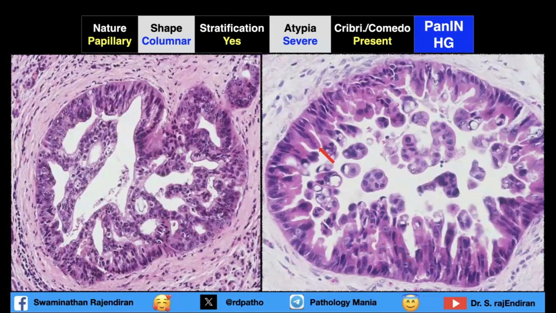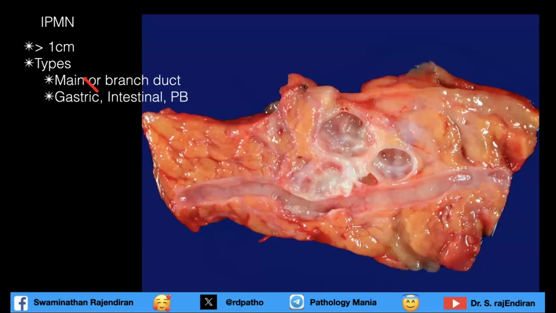So this is high grade. IPMN, as I told before, is more than 1 centimeter. Anatomically, it can be from the main duct or branch duct. Histologically, it is gastric, intestinal, and pancreatico-biliary. Here, see the duct and see the lesion is connected with the duct, and it is visible, more than 1 centimeter. So this is IPMN.